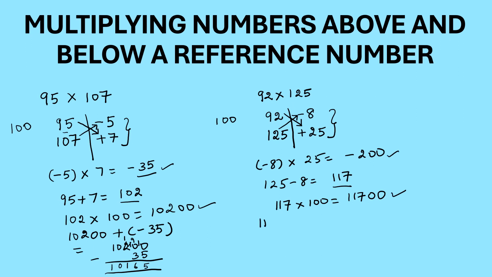When we do 11700 plus minus 200, we get 11700 minus 200. When we do the subtraction, we get 11500, which is the final solution to our problem.